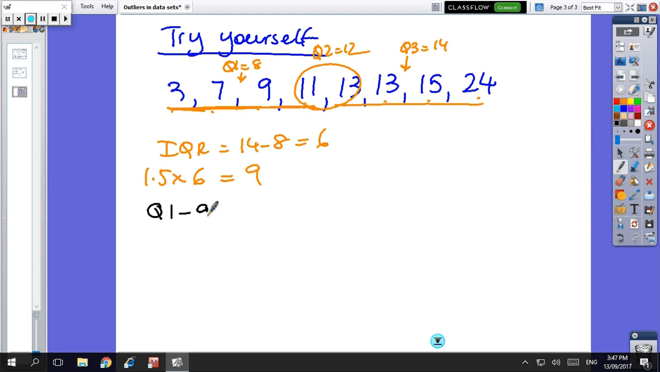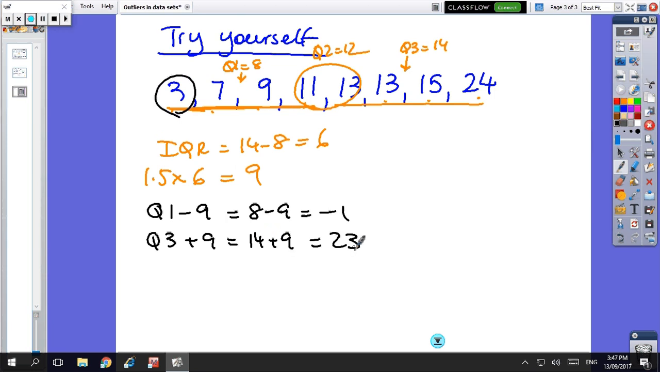Q1 minus 9 equals 8 minus 9 equals minus 1, and that's okay. Q3 plus 9 equals 14 plus 9 equals 23. So we do have an outlier. Okay, so that is an outlier.